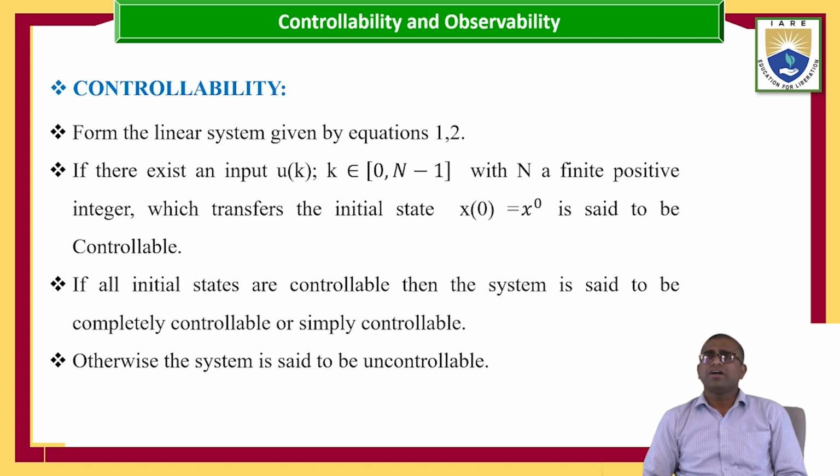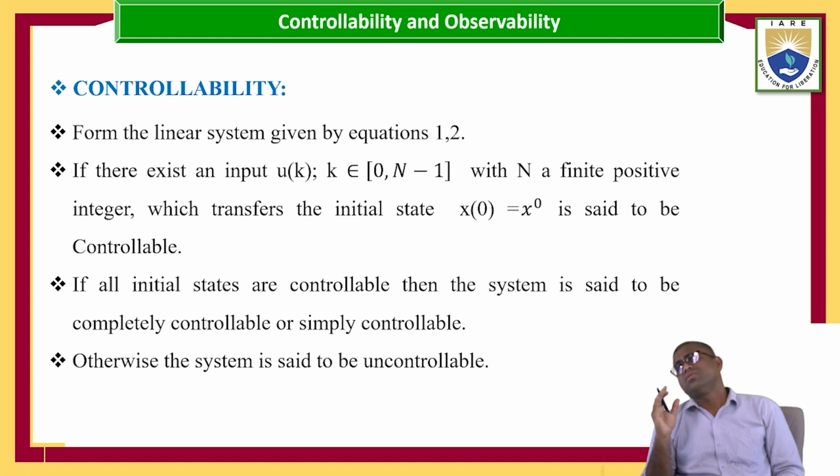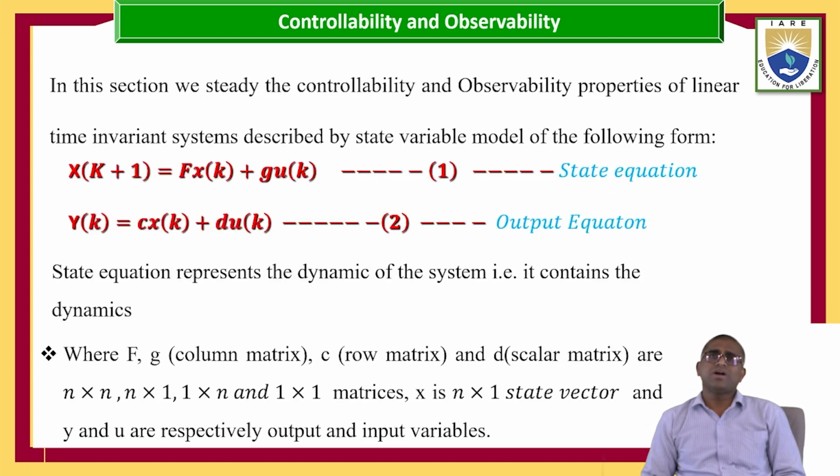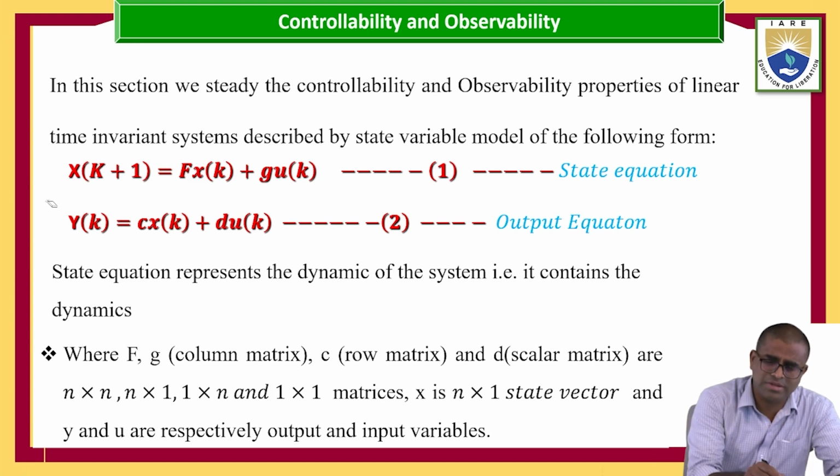That is nothing but: in all initial states, the system is said to be completely controllable, or simply controllable. In a state-based equation, the F matrix and G matrix are there. So x of k plus 1 equals F of x of k plus G into u of k. This is the state equation, in which the variables are state variables.